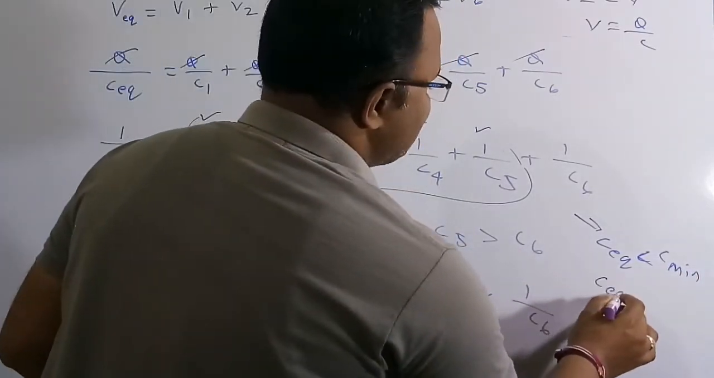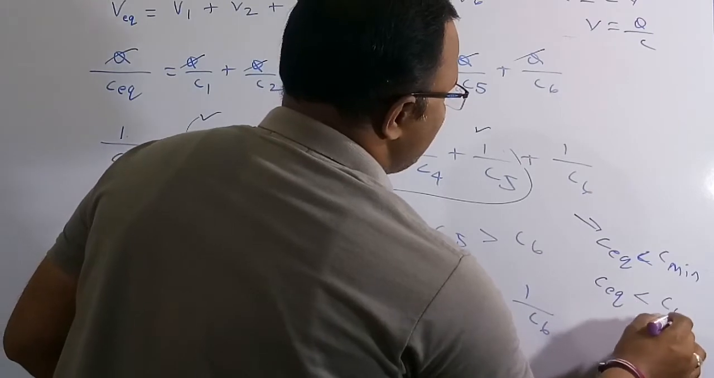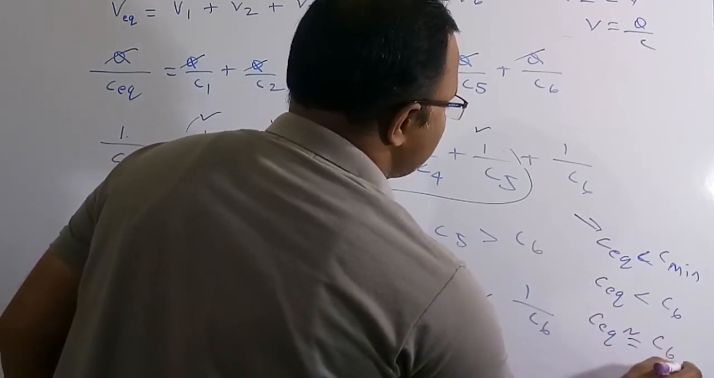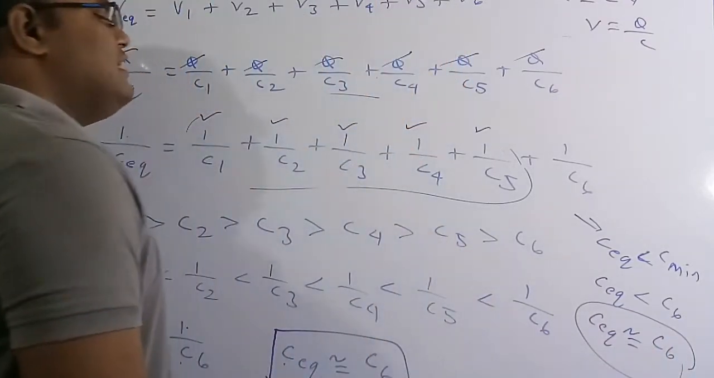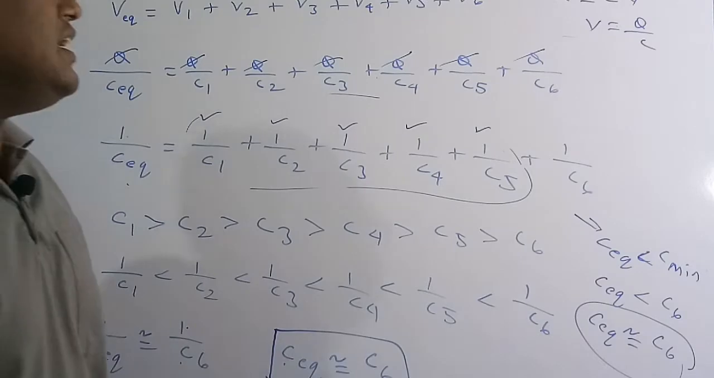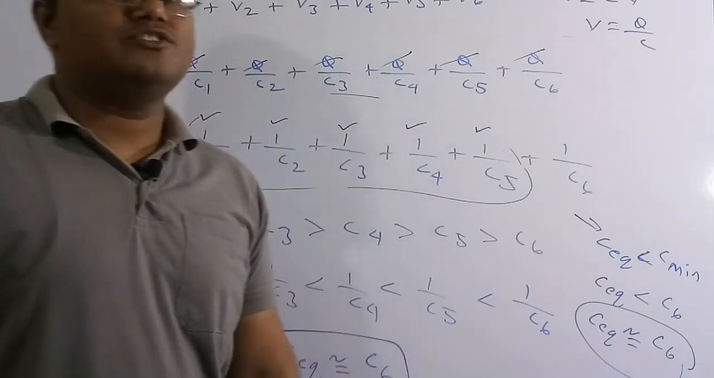So therefore we can say the C equivalent is less than C6, or we can even say the C equivalent is nearly equal to the C6 value. So therefore the C equivalent is nearly equal to C6, but not exactly, it is nearly equal. So therefore we can say option D is the correct solution of this question.